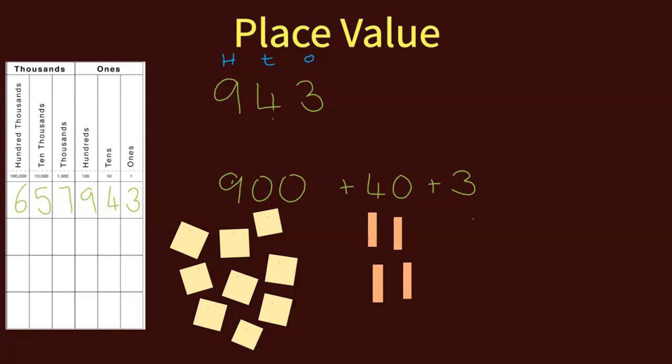Let's say I want to represent my ones as dots. How many dots do you think I need to put in to represent my ones? Yes, 3. It's 1, 2, 3. That dot isn't dotting, but you get the point. So we have 3 dots just over here, okay? So this is 943.